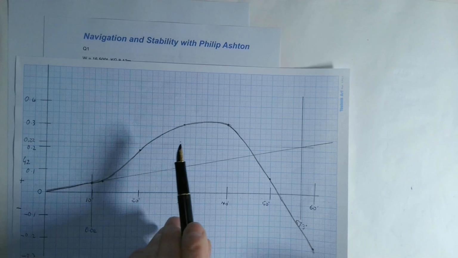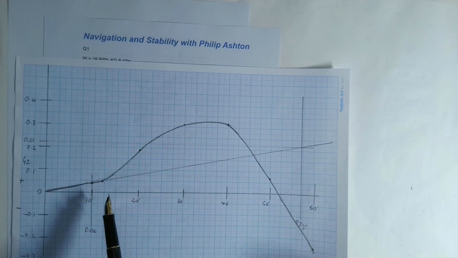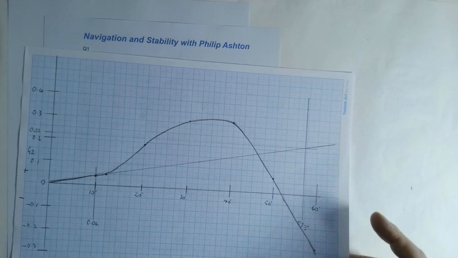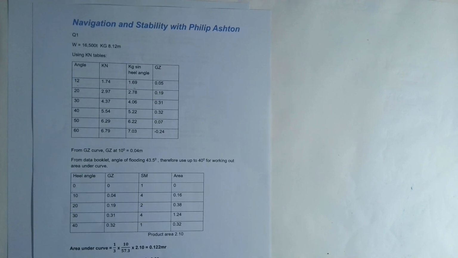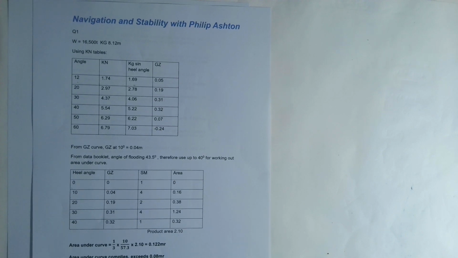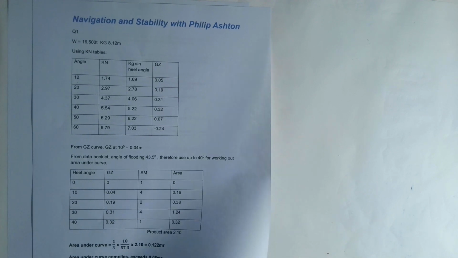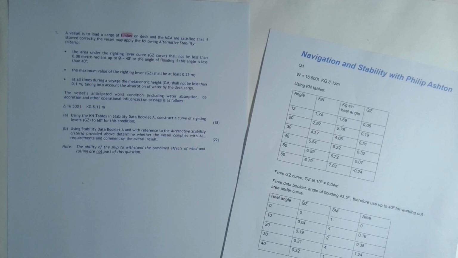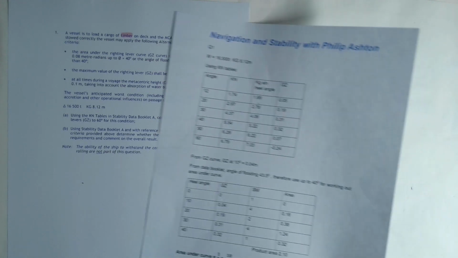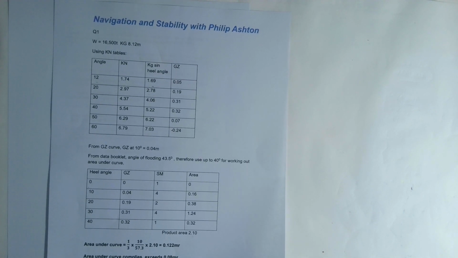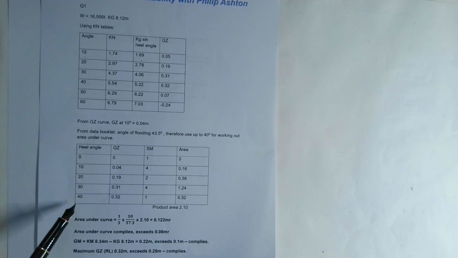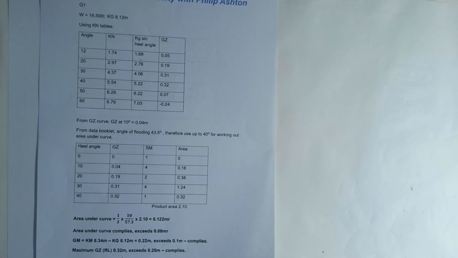So we'll draw the curve, and then at this point, of course, we can pick off the 10 degree value that we will need, because once we've got the values, we can then work out the area under the curve. Now we have to work out, is it 40 degrees or is it the angle of flooding? So if you go in your tables, you will see that at this displacement the angle of flooding was 43.5 degrees. That exceeds 40, so we only work up to 40 degrees to work out the area under the curve.